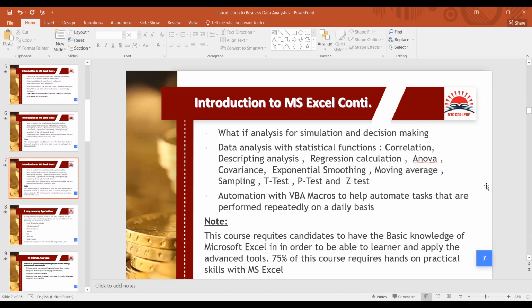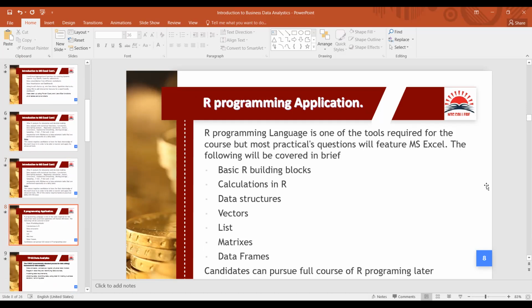There's also an element of R programming, as the curriculum stated, but we are not going to do the advanced R. Of course, we'll only be able to introduce you to basic functions of R, that is just calculations in R. Probably we'll also introduce you to a bit of data structures: the vectors, the lists, the matrices, and data frames. So basically here we'll just introduce you to the basic R.